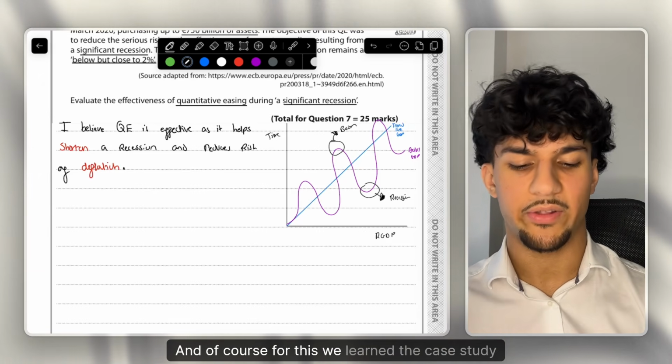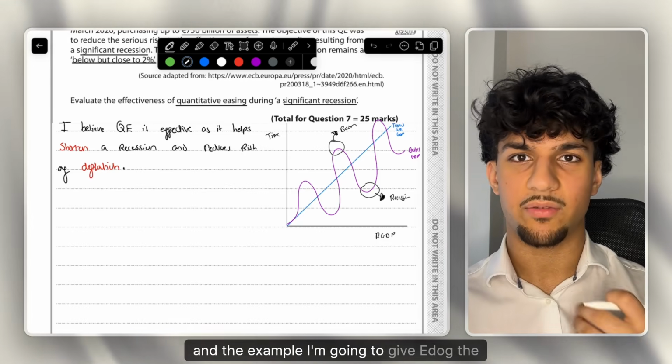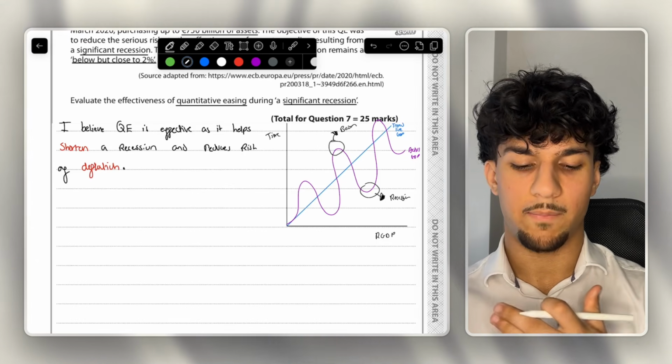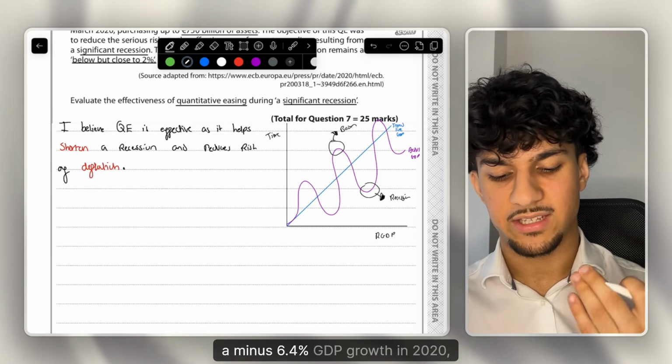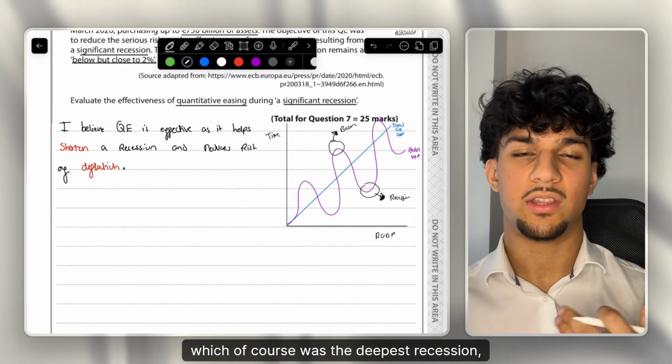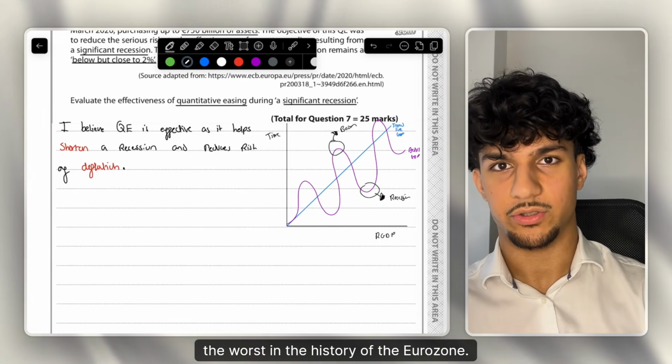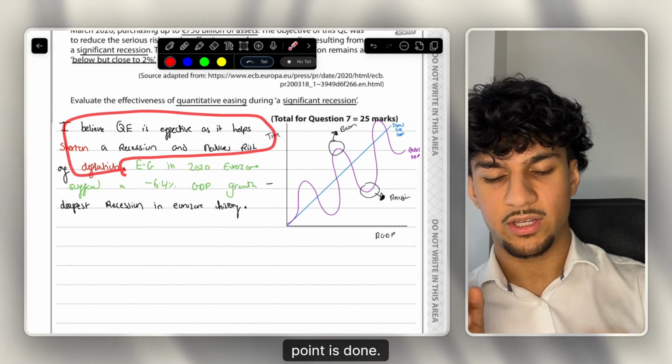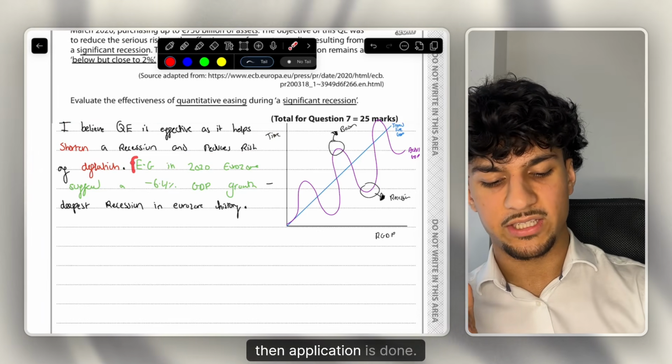And of course, for this, we learned the case study. And the example I'm going to give, for example, the Eurozone suffered a minus 6.4 GDP growth in 2020, which of course was the deepest recession, the worst in the history of the Eurozone. Point is there, point is done, short, simple point, then application is done.